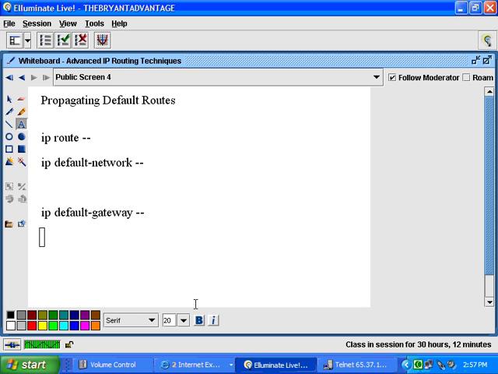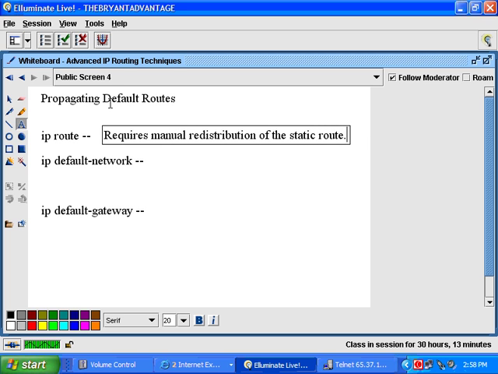Now, like I said, I've done some of this in production networks. I've done plenty of it in labs, and it can get a little frustrating because it differs a little bit between protocols. The one we're going to look at here is RIP. And with RIP, we've got 2 options really, either IP route or IP default network. If we use the IP route command, we can create a default route with IP route. That's the command we use. That's not a problem. But to propagate it, this requires manual redistribution of the static route.